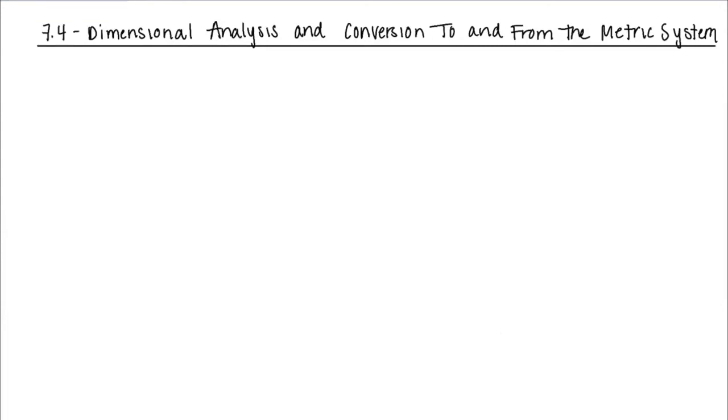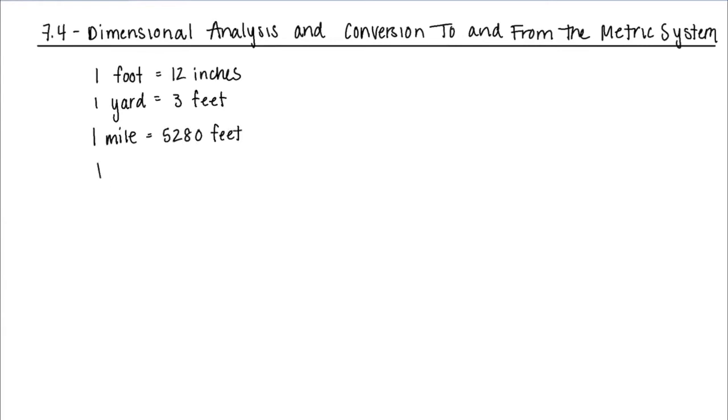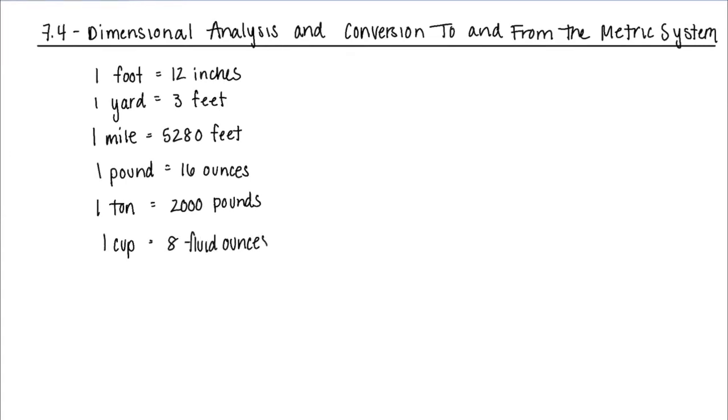The common ones I do anticipate you know, like 1 foot is the same thing as 12 inches. 1 yard is 3 feet. I do not expect that you know 1 mile is 5,280 feet. 1 pound is 16 ounces. 1 ton is 2,000 pounds. 1 cup is 8 fluid ounces. 1 pint is 2 cups. 1 quart is 2 pints. 1 gallon is 4 quarts.